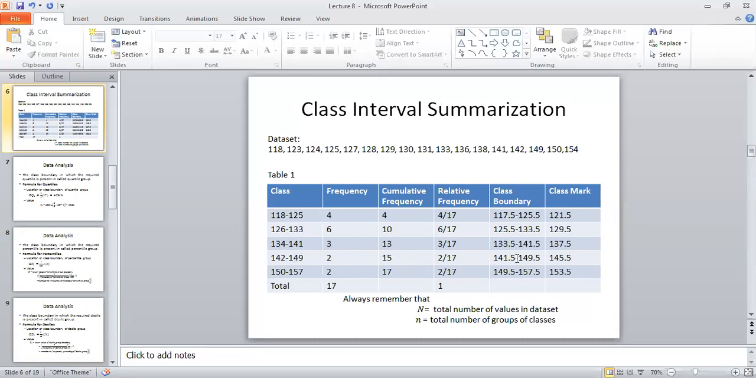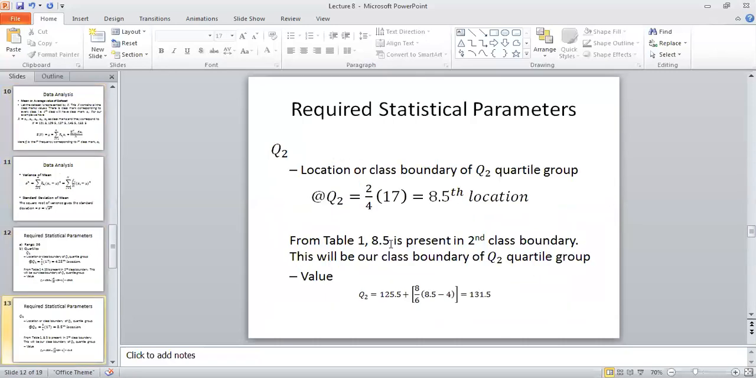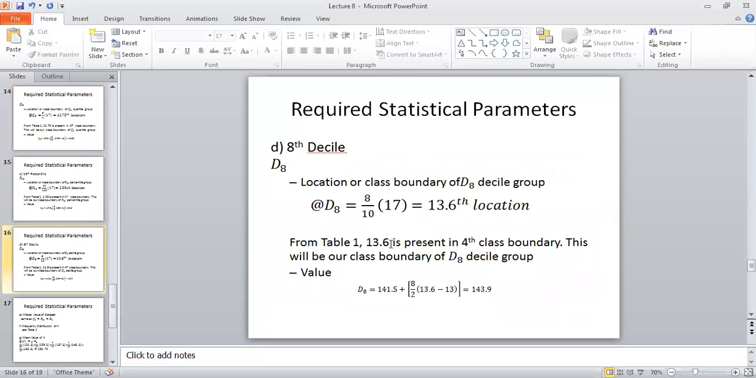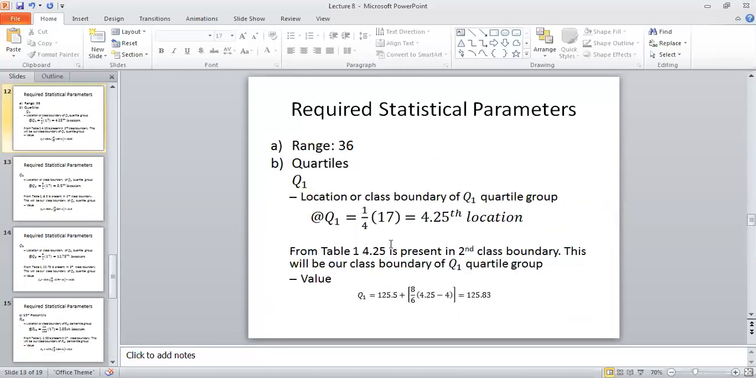That means that this decile group has a lower class boundary value, which is 141.5, a frequency of 2, a class height of 8, and the cumulative frequency preceding this decile group is 13. So substituting these values over here, we get the required decile value: 141.5 plus 8 upon 2 into 13.6 minus 13, and this value comes out to be 143.9. So this is the 8th decile value. I hope this is understandable, how we find the quartiles, the percentiles, and deciles.